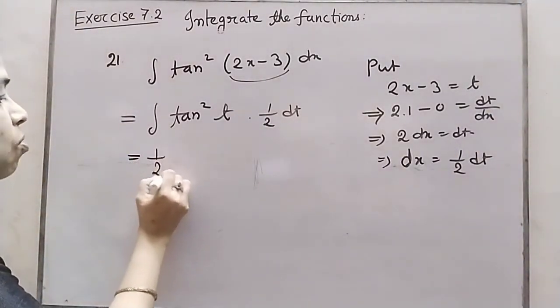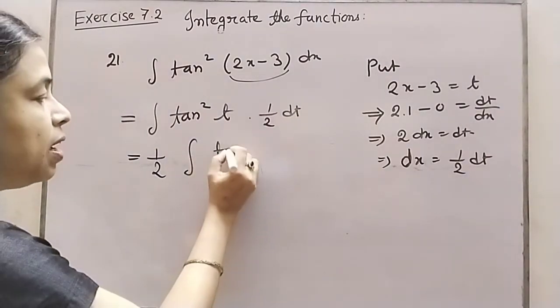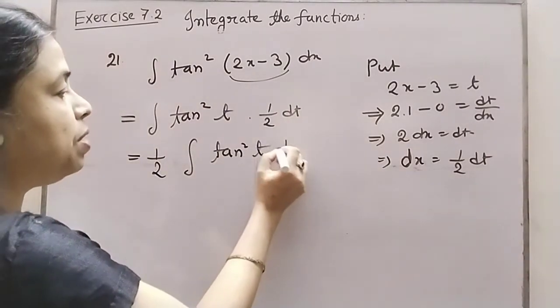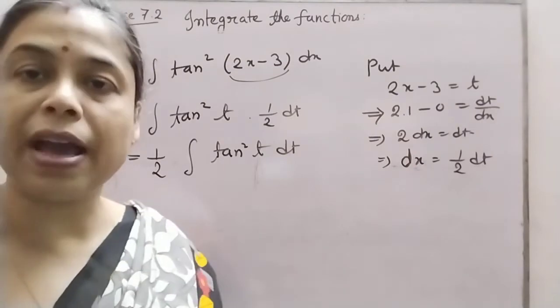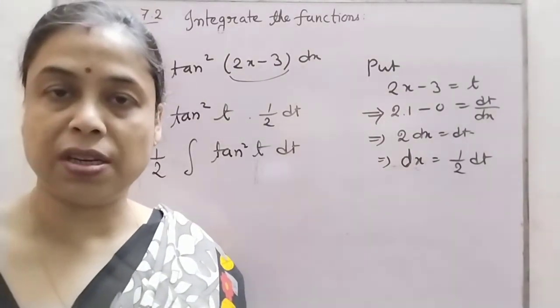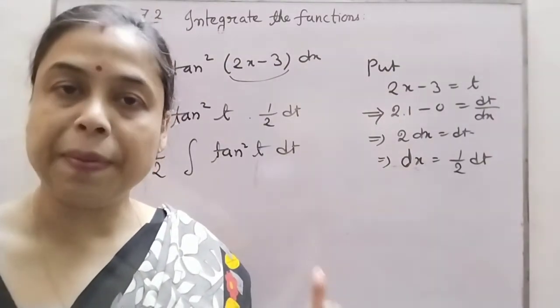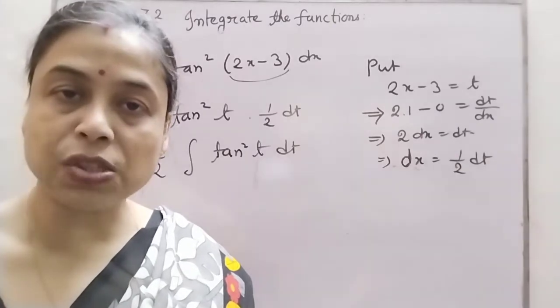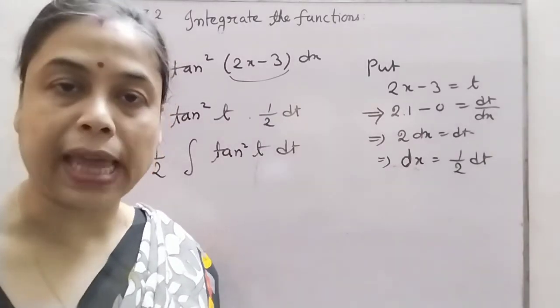You can bring it outside. And then what is left? Tan square t into dt. In one of my videos, I had given the solution of this question. Again, today also I told you, remember, always when we have tan square, change it in terms of sec.